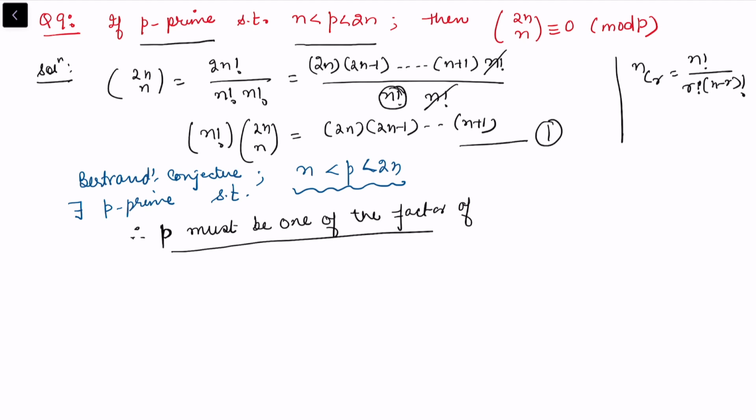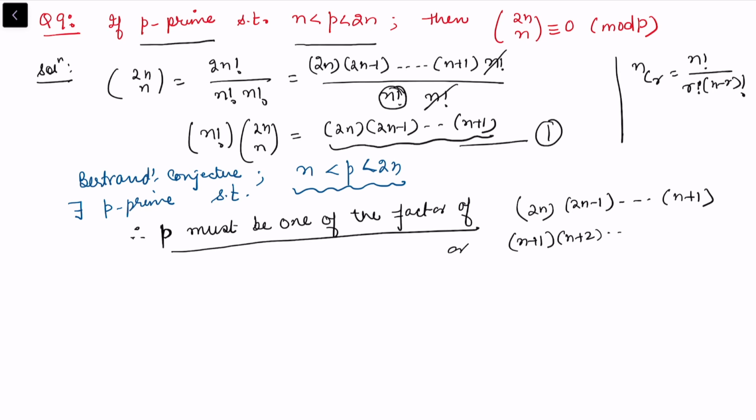So p must be one of the factors, the terms which are appearing on the right of equation 1, that is 2n into 2n minus 1 up till n plus 1, or I can write it in the reverse order. Say I write n plus 1 here, and then n plus 2 here, and then 2n minus 1 into 2n. Now notice that this last term is 2n, and this term, n plus 1, is strictly greater than n.